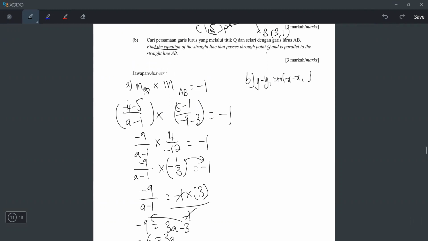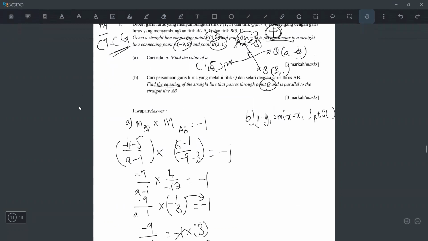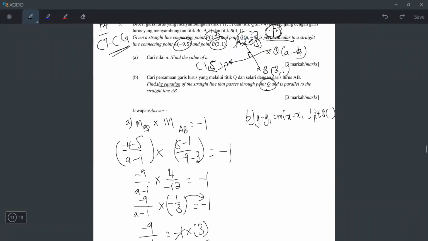So find the equation of the straight line that passes through Q. It means that later when I substitute the x1, y1, I must use what point? I must use Q, and only Q, because I can only substitute the point that the line passes through into x1, y1. So what is point Q? Let's scroll up a bit. It's a, -4, but I already know a is -2, right? So Q is -2, -4. So later I will substitute x as -2, y as -4.